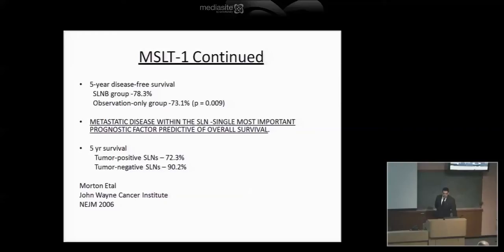melanoma itself. However, in the 60% of patients who were randomized to receive the sentinel lymph node biopsy, when they studied their sentinel lymph node status, it became the most important prognostic predictor of overall survival. Patients with tumor-positive sentinel lymph nodes survived about 72% at 5 years. If their nodes were tumor-negative, there was a 90% 5-year survival.